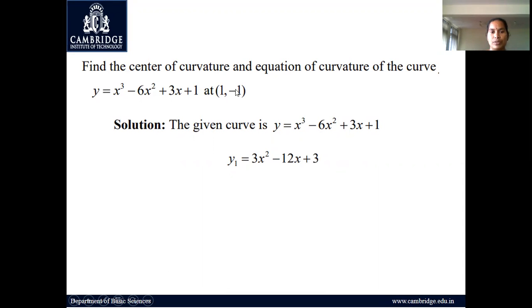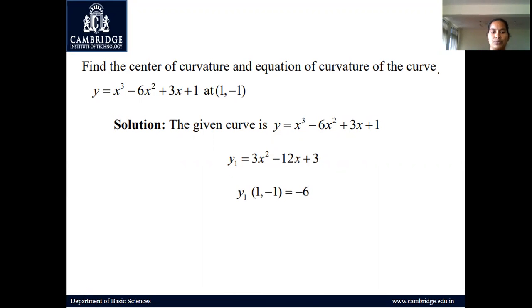Now we'll substitute the point given in the question, that is (1, minus 1). So y1 at the point (1, minus 1), substituting x is equal to 1, is 3 minus 12 plus 3. 3 plus 3 is 6, and 6 minus 12 is minus 6. So we get y1 at the point (1, minus 1) as minus 6.